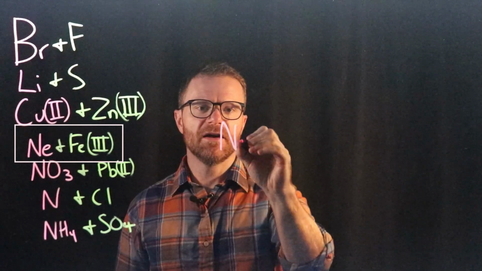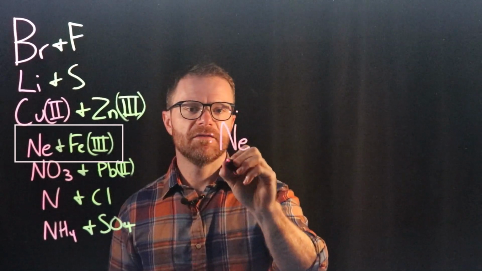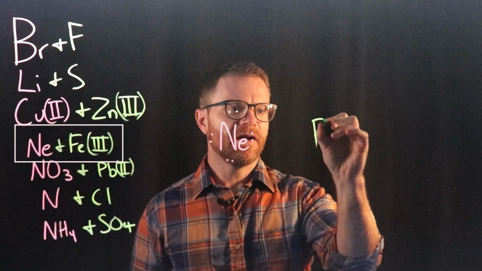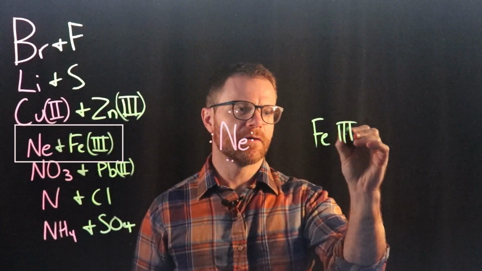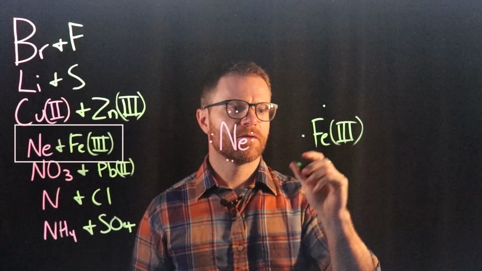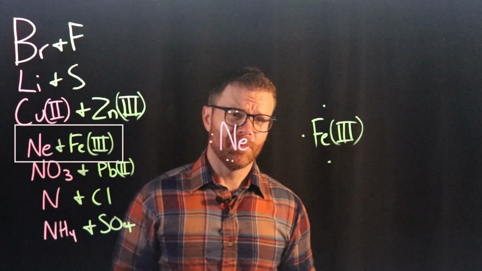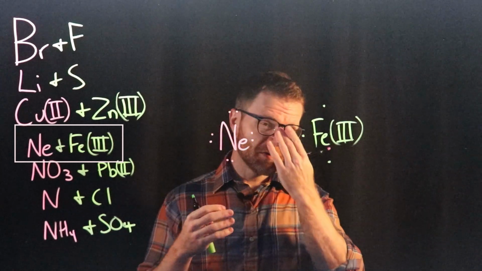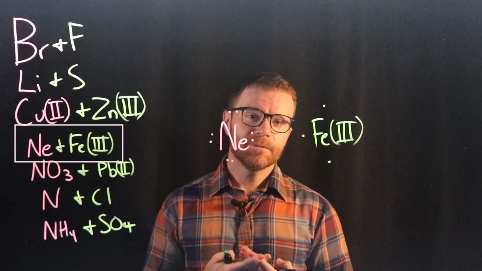Okay, here we've got neon, which has 8 valence electrons. It's in column 18. It's a noble gas. And iron, specifically iron 3, so therefore it's going to have 3 valence electrons. It's a metal, a transition metal. So we have a nonmetal and a metal. This is going to be an ionic bond, right?